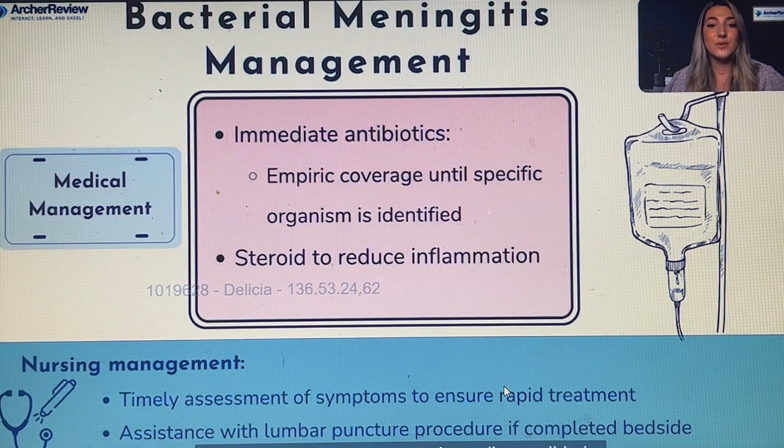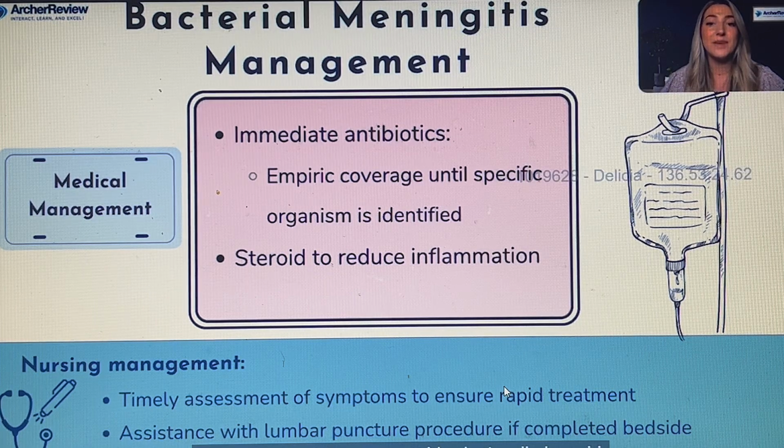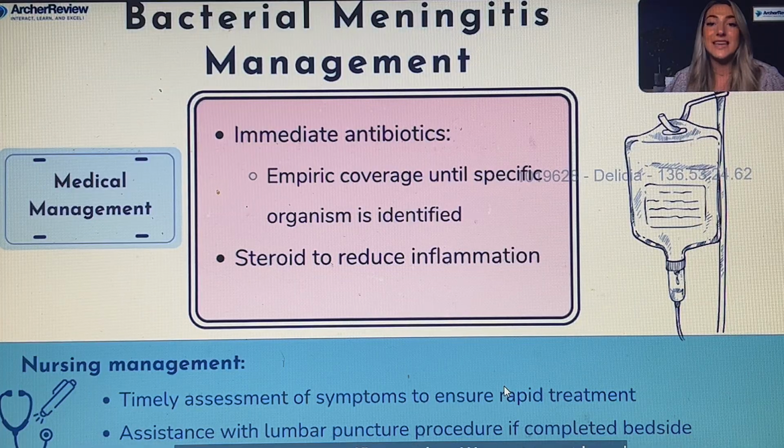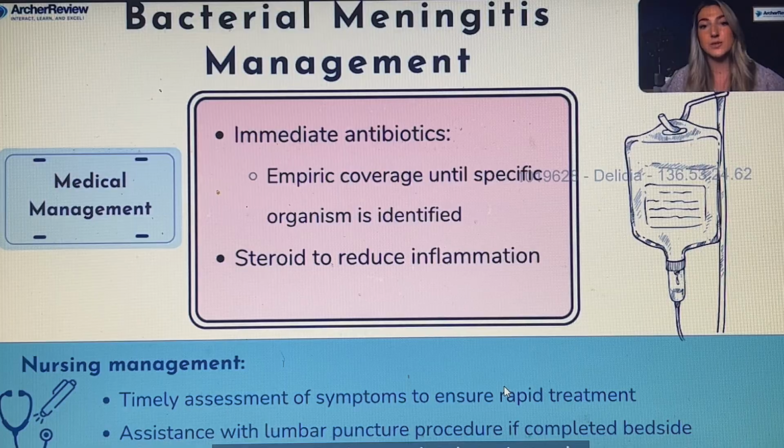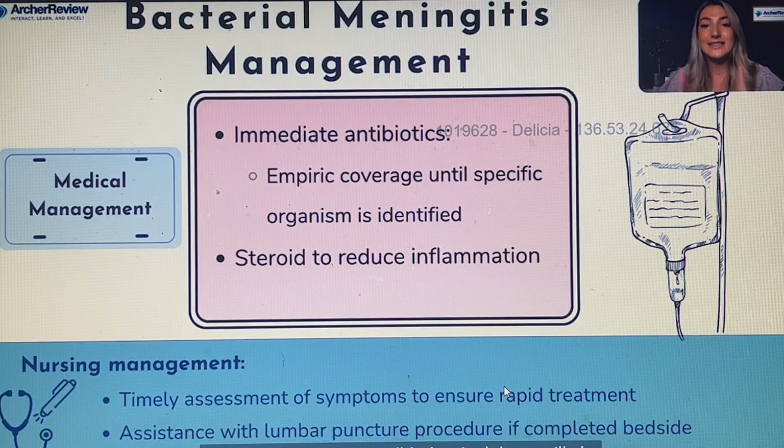Management-wise, it's important that we start immediate antibiotics. Typically, we're going to start with what's called empiric coverage while we're waiting for that CSF culture to come back and give us a specific organism. We want to get broad spectrum antibiotics started so that we're treating infection in general. And then when we know what the organism is, we can dial in those antibiotics. And then we'll also administer steroids to reduce inflammation in that meningeal space.